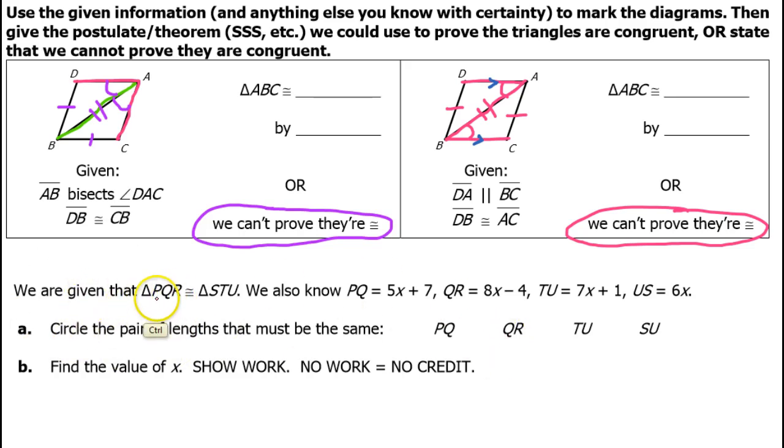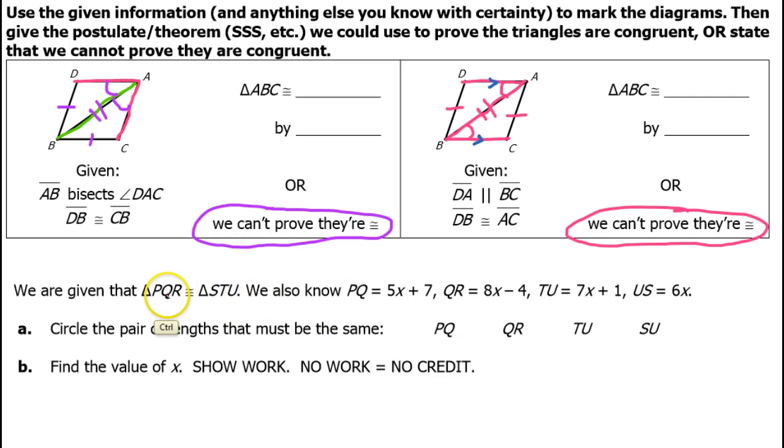We are given triangle PQR is congruent to triangle STU. We also know this information right here. Circle the pair of lengths that must be the same. Let's see. PQ would be the same as ST. All right, so I see PQ. I do not see ST anywhere. Okay, what else you got?